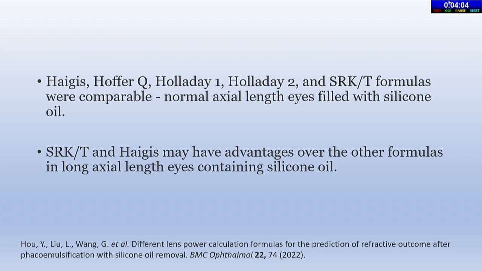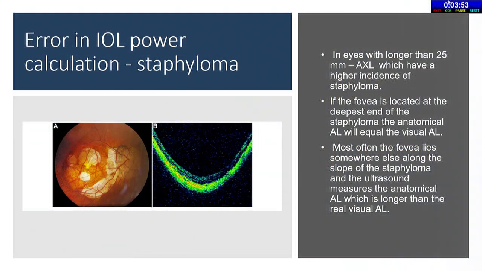Error in IOL power calculation is known to happen in patients having staphyloma because the fovea may not be located at the deepest point of the staphyloma. So the anatomical axial length may not be equal to the visual axial length. So that error could happen because most often the fovea would lie somewhere else on the slope inside the staphyloma. So that has to be taken into consideration.